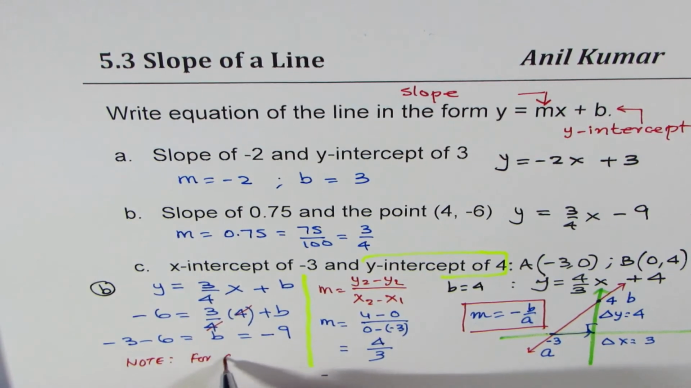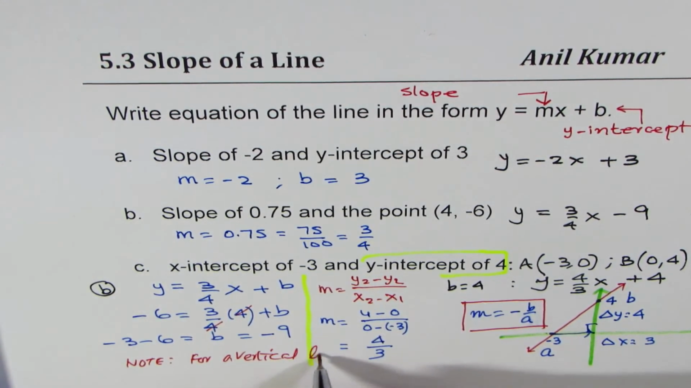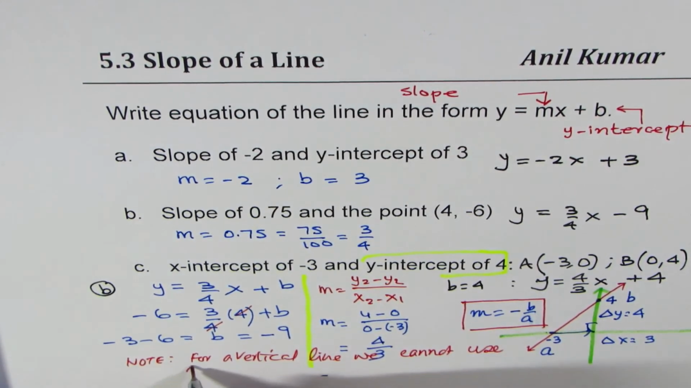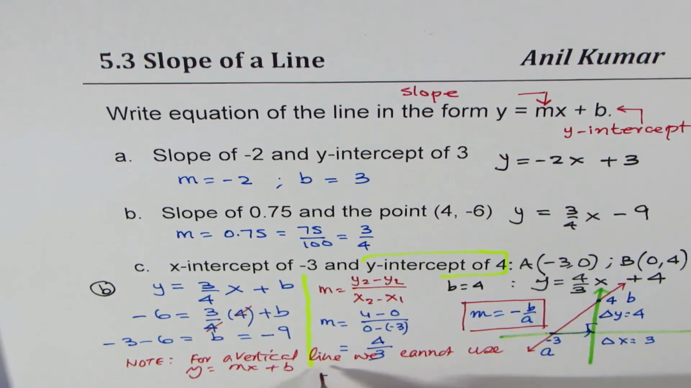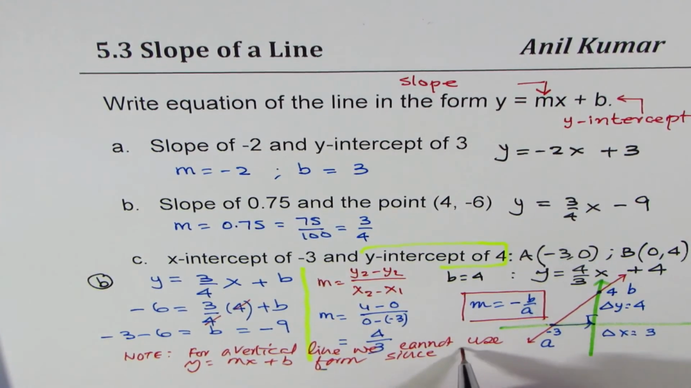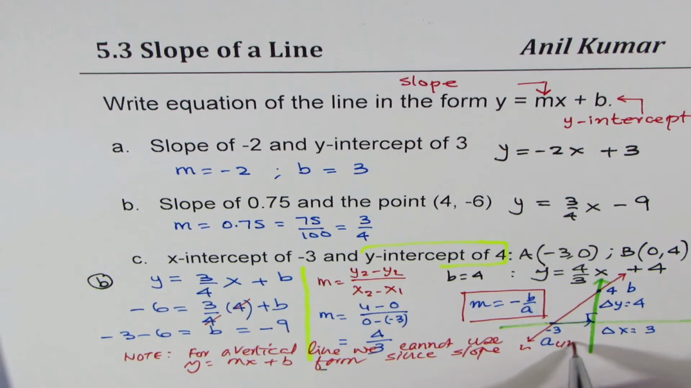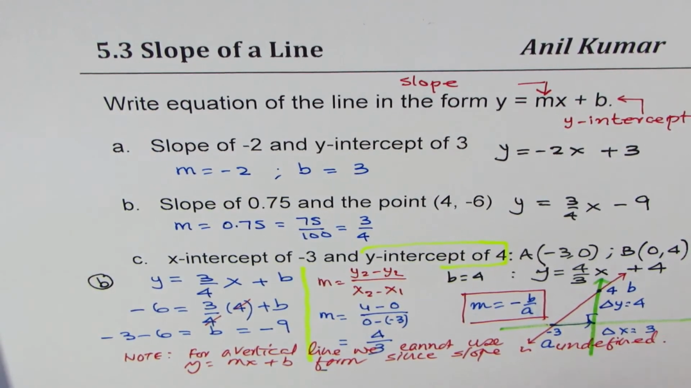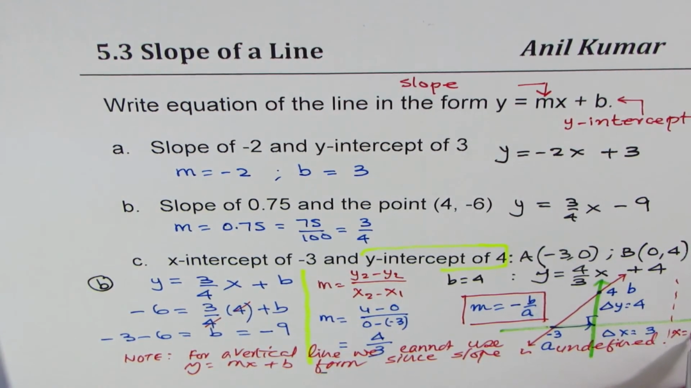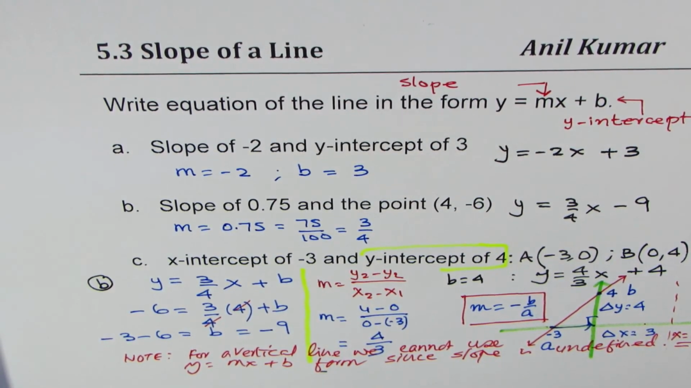So for a vertical line, we cannot use y equals mx plus b, since, tell me why, since the slope is undefined. Is it okay? So if there is a line which is kind of like this, you cannot write this equation since the slope is undefined. So this number is undefined, and therefore you cannot write. Those lines will be written as x equals a, right? Where a is the x-intercept. Okay, with this I think the concepts are clear.